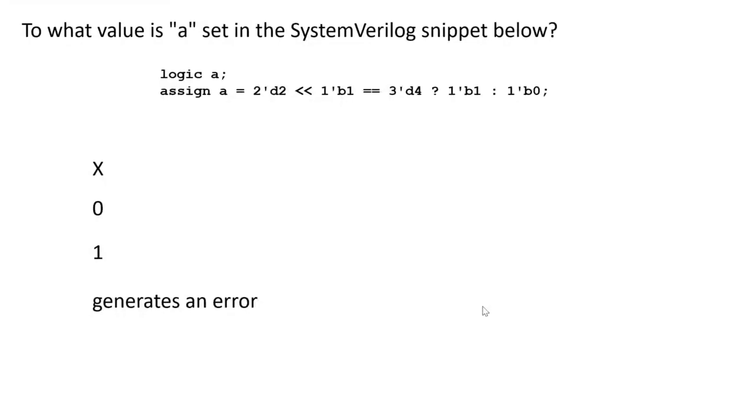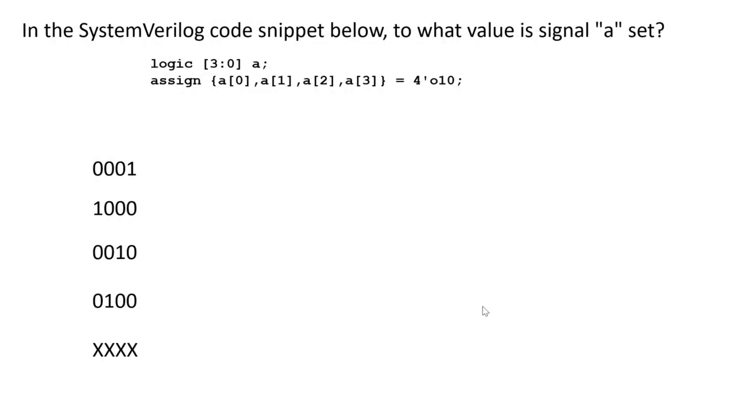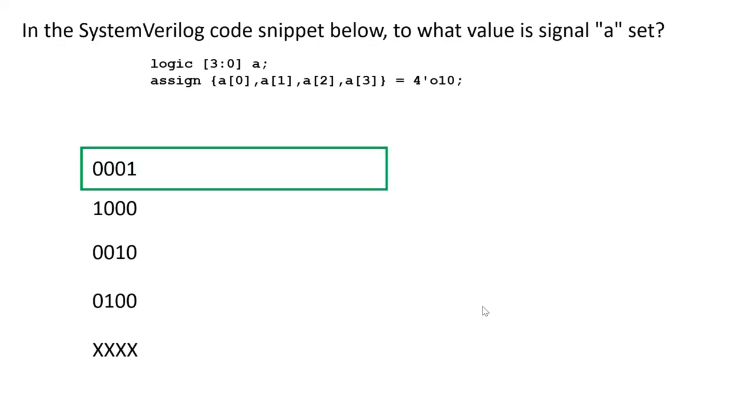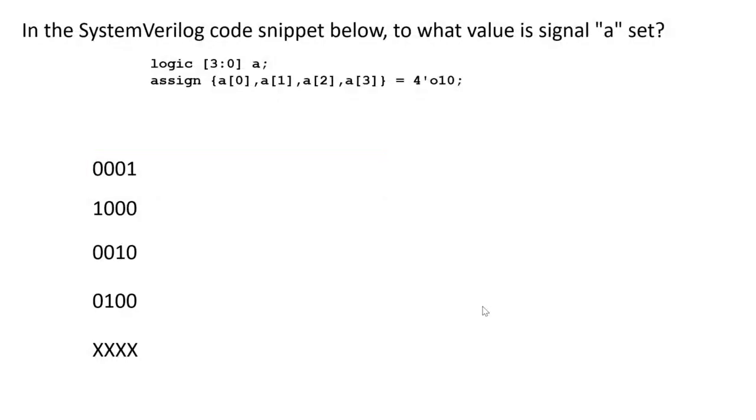But anyway, I think that's the last question. Oh yeah, and one more. Sorry, one more question. So in the SystemVerilog code snippet below, to what value is signal A set? This is another bit manipulation one. I should have given everyone credit for this one too. I think I'll do that. Yeah, let me do that.